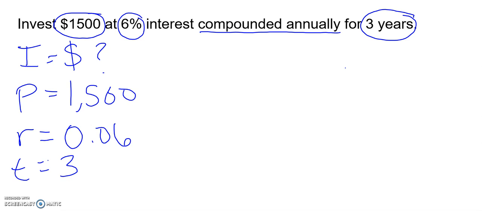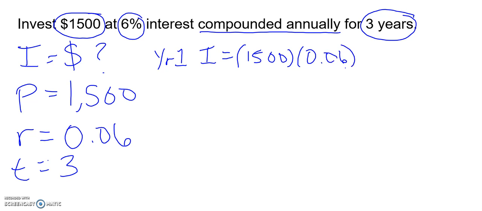So here's how we're going to start calculating our compound interest. What we want to do is start by calculating our interest 1 year at a time. So let's start by taking a look at our year one interest. After our first year of our investment, our interest would be the amount of principal we have, so $1,500, multiplied by our interest rate.